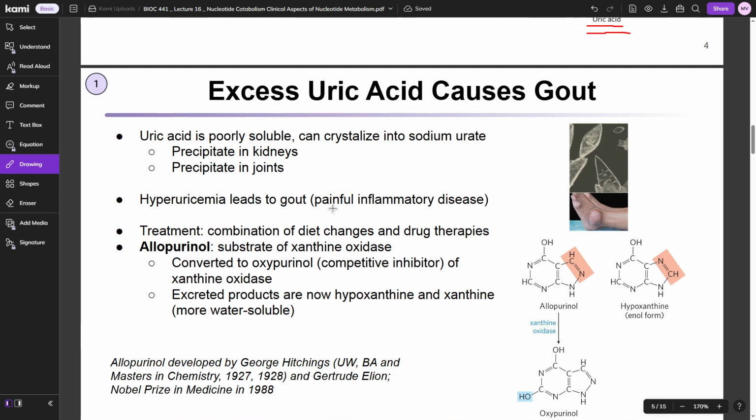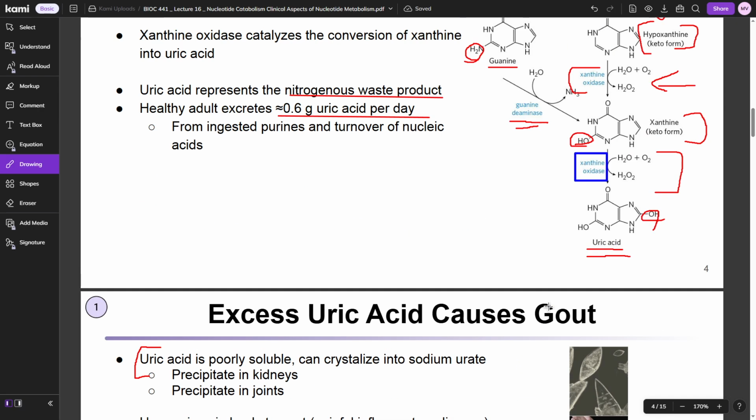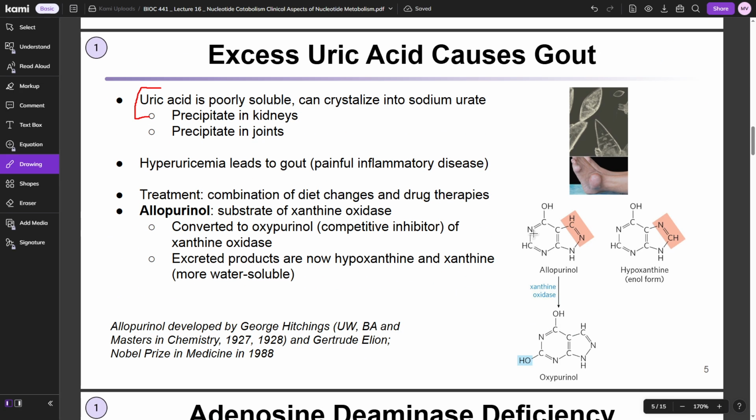And the thing is, if you have excess uric acid, it actually causes gout. Uric acid is not very soluble. It's a pretty aromatic compound. There are a couple of OH groups on there and maybe some hydrogen bonds, but there's some hydrophobicity to it. So too much of it can definitely lead to clogging up and stuff like that. You can also have it crystallize with sodium in the body to make sodium urate, and this ends up precipitating in the kidneys and in your joints, and it gets really, really painful.